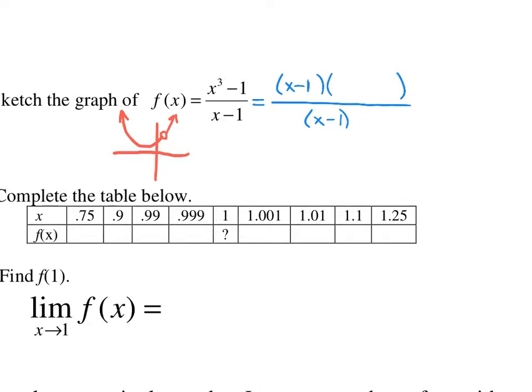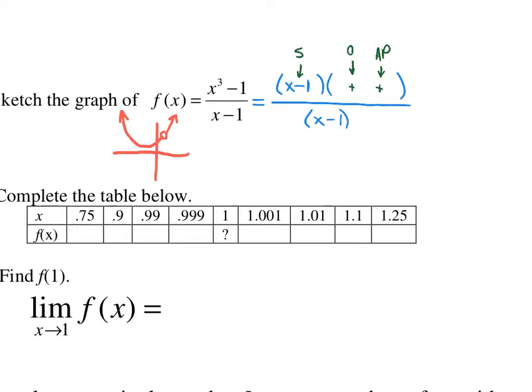Remember, for difference of cubes, the first set of parentheses is a binomial, and each term is the cube root of the two terms. So the cube root of x cubed is x, the cube root of negative 1 is negative 1, so x minus 1. Now, you remember SOAP: same, opposite, always positive? That's how you can remember the signs. It was minus 1, so this one's going to be plus 1. And then always positive, because that second set of parentheses will be a trinomial.